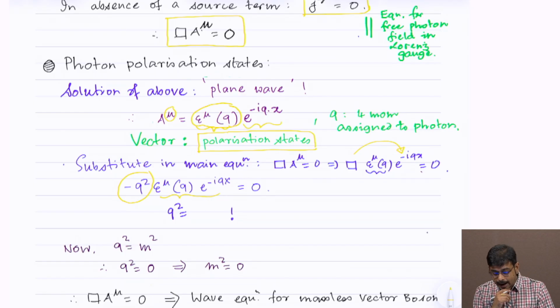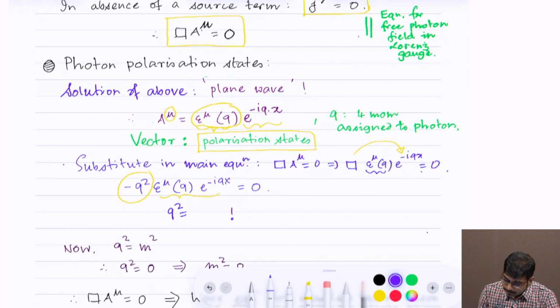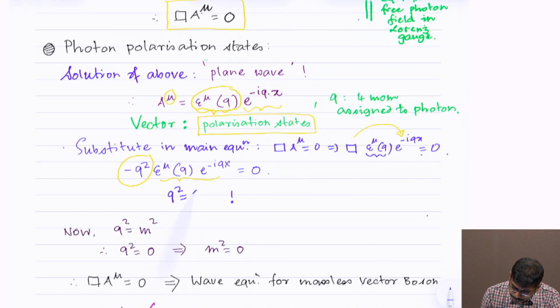Now, wait and tell me what exactly this quantity tells you. Certainly I cannot say epsilon mu q e to the power minus i q x equal to 0, because that would basically say that the field itself is 0, which has no meaning. It then says that this q square must be equal to 0.